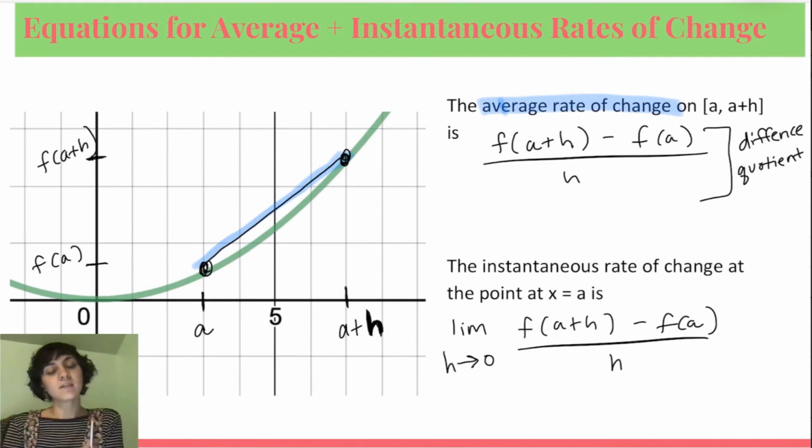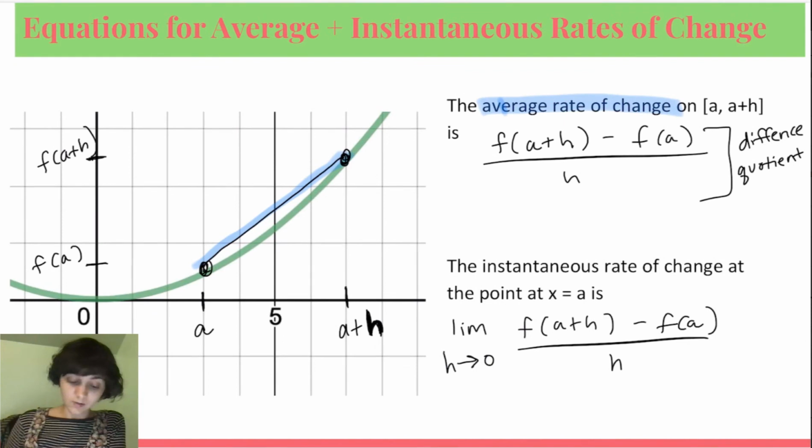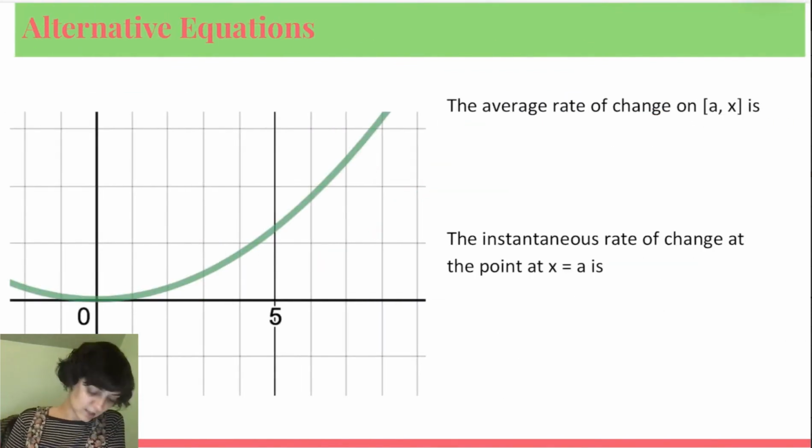So we need to use limits to find the instantaneous rate of change at a single point. This is an equation you have to memorize, but you can do it. I believe in you. There is one alternative equation. If you think this equation is too much, there's another form that you can use. Here is the other form. It's very similar, but sometimes students think it's easier.